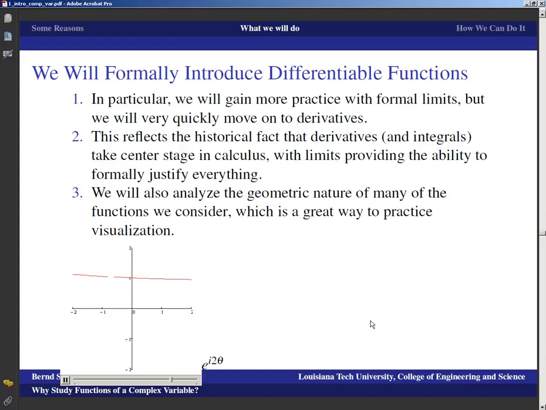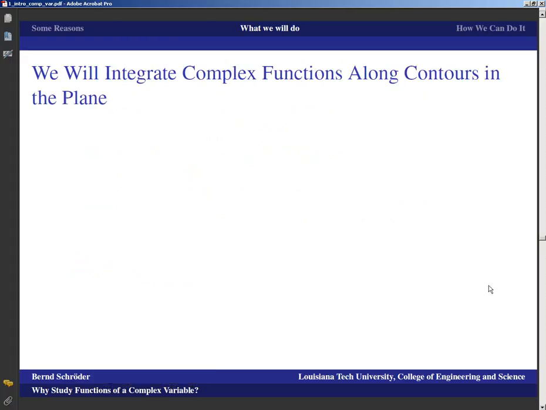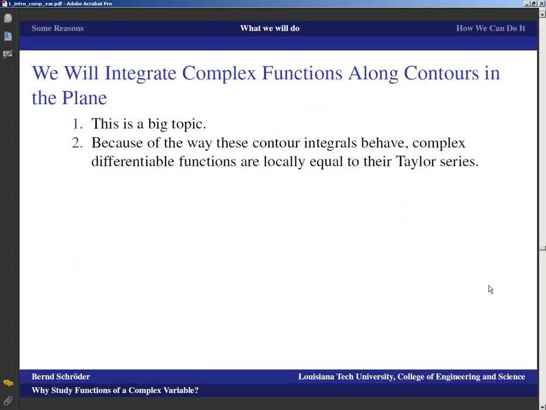And that is certainly something that then has this dynamic aspect to it that you can see in this animation here, and when we get to the respective situation we'll actually see the animation a little bit larger also. Okay, what else? We will integrate complex functions along contours in the plane, and that's really a very big topic. That is something that applied people definitely remember from complex analysis.